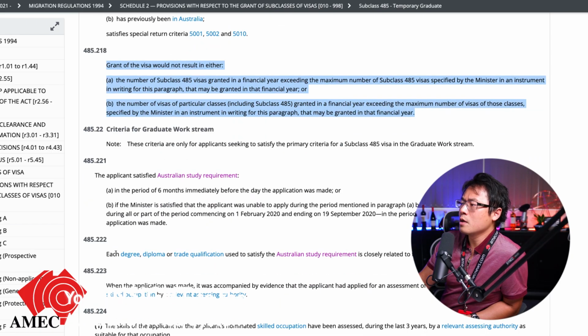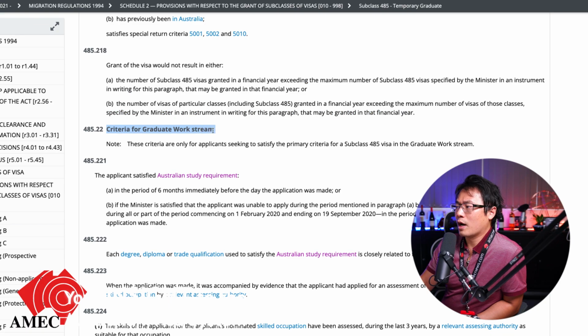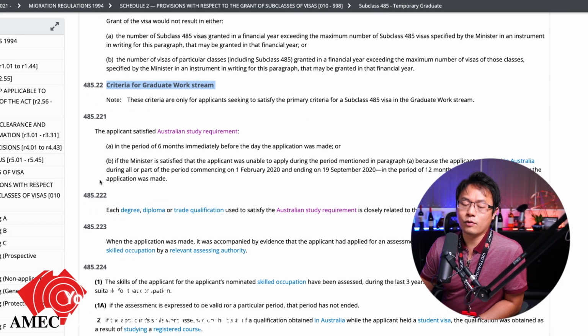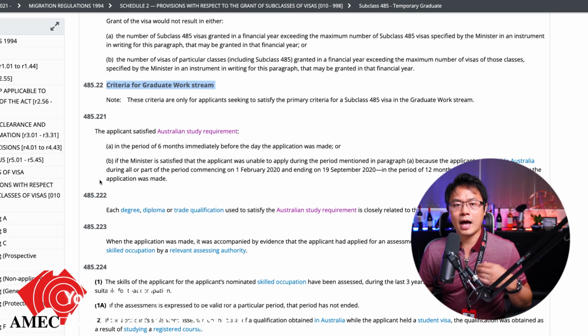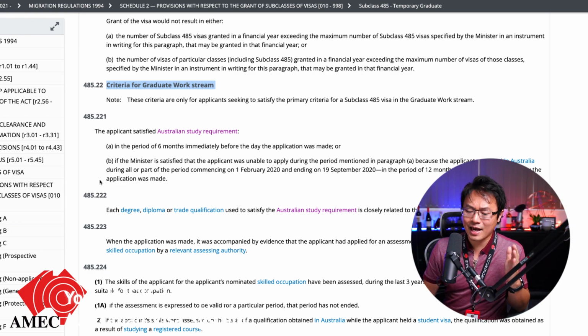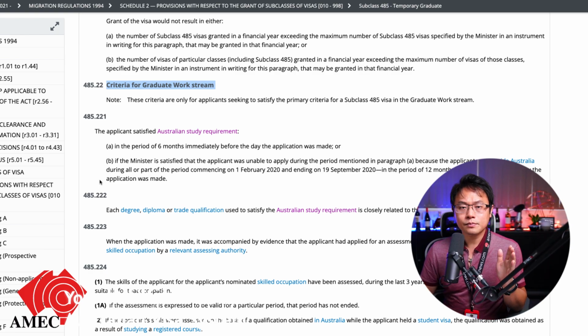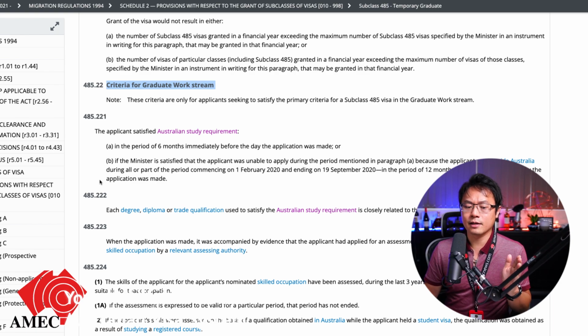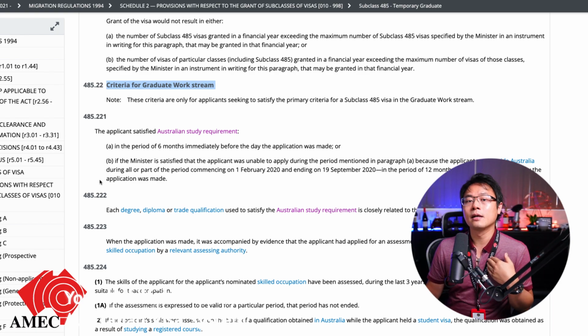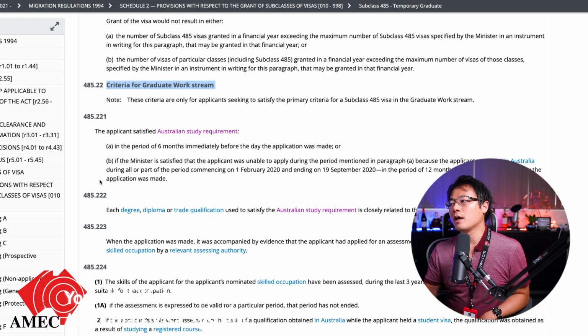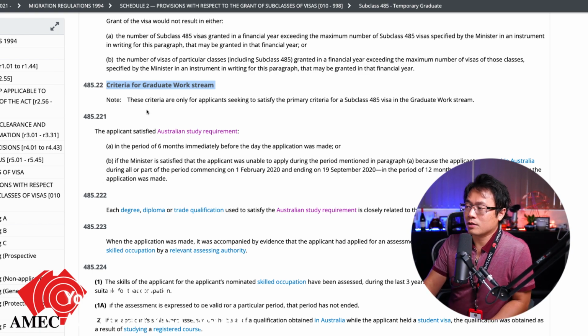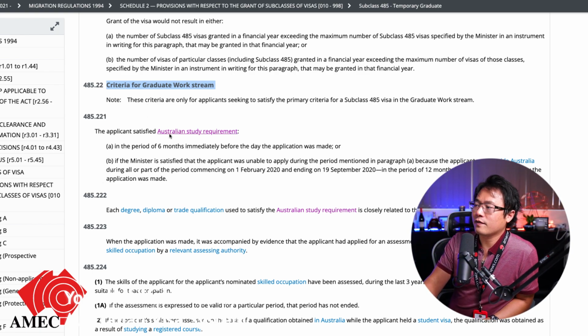Okay, now first of all, the first stream criteria for the graduate work stream. So basically, graduate work stream are people who had either studied or came to Australia to study in November 2011, and they have come back for further study. Then they will enter themselves into this graduate work stream. So they must satisfy the Australian study requirement.